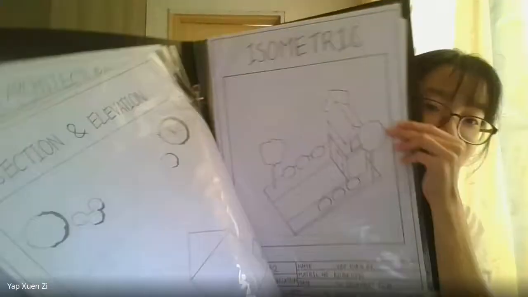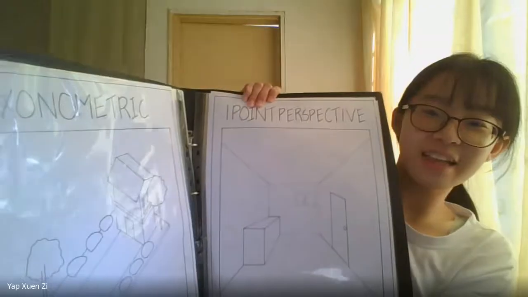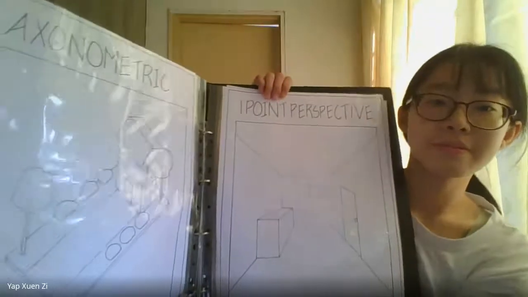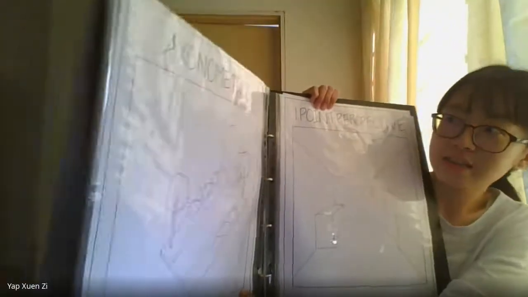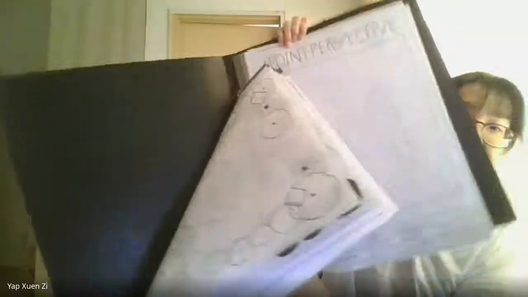Oh, then this is isometry. Oh, okay, that's good. You can even put a shadow. Okay. You can play with shadow. Remember that a drawing without shadow sometimes, you can't see the depth. So you put shadow, and the drawing is more highlighted. Okay. And then this one is axonometry and 1 point perspective. Oh, 1 point perspective. Okay.